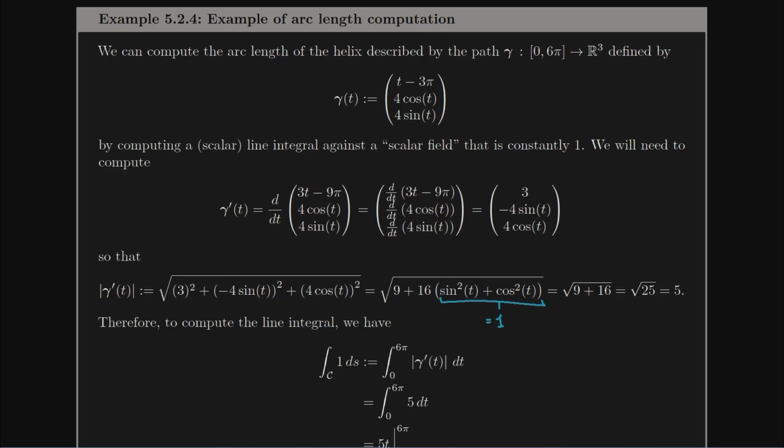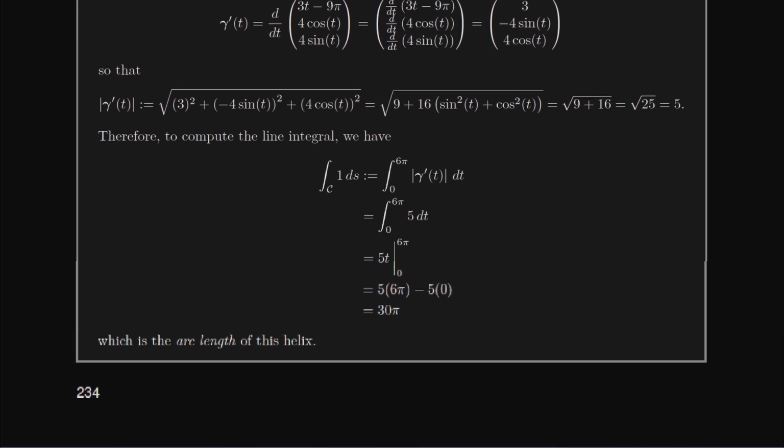So we want to make sure we use the Pythagorean identity and say this is actually just 9 plus 16, or root 25, or 5. So it turns out that the magnitude of the derivative of this function is just 5.